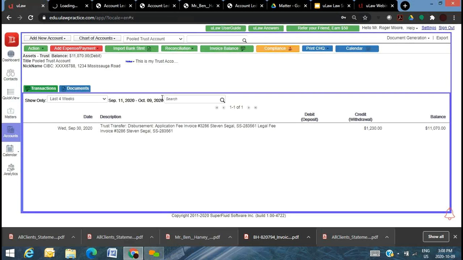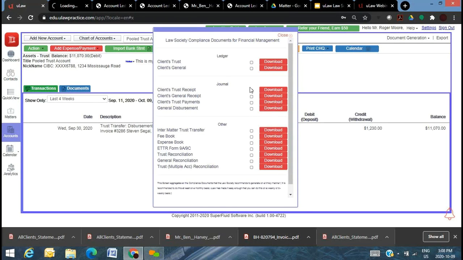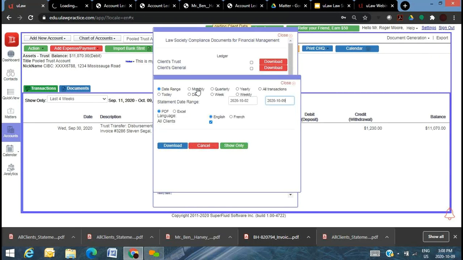And when you do that, you of course have your trust reconciliation report, which is being generated at this time. And all other documents, your journals. So if I look at my journal trust receipt, remember we got that through a check or electronic means. The journal captures every piece of information that's required.